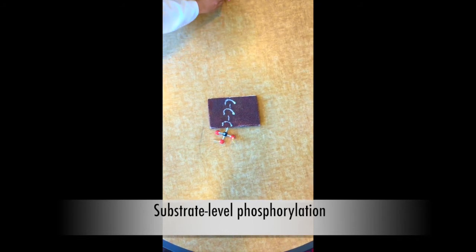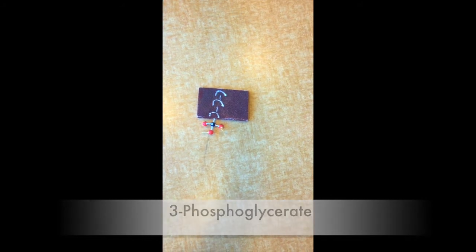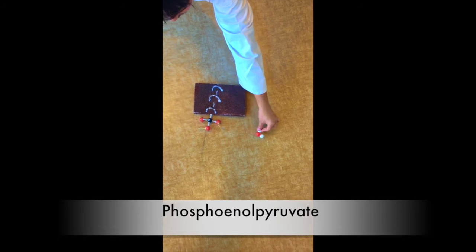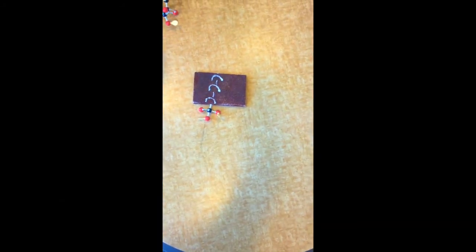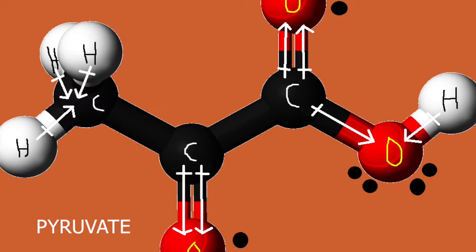This is when the substrate makes adenosine triphosphate by adding a phosphate molecule to adenosine diphosphate, and become two 3-phosphoglycerate molecules, which release H2O or water to become two phosphoenolpyruvate carbon chains. After another round of substrate-level phosphorylation, which creates two more ATPs, the phosphoenolpyruvate then becomes pyruvate, the final product of glycolysis.